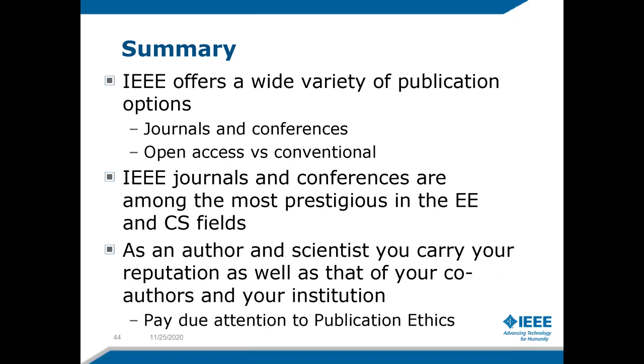Finally, I'm going to give a summary. First, GRSS, the Geoscience and Remote Sensing Society, offers a wide variety of publication options. For example, the society has four journals, including an additional code library, and we have JSTARS as open access, a magazine, and GRSL and TGRS as commercial publications. And we have conferences. GRSS supports a lot of conferences, and one of the flagship conferences, IGARSS, is among the most prestigious in the EE and CS field.